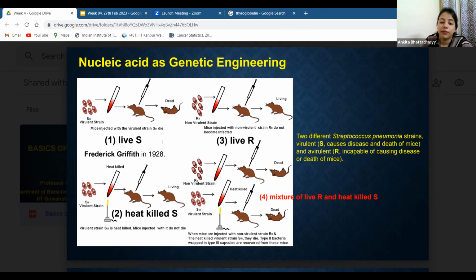The second experiment was where he actually used heat. Because heat leads to denaturation or degradation of proteins, the bacteria no longer are able to function. Under those circumstances, the virulent bacteria is dead, and when injected into mice, it is not causing any disease and the mice are able to survive.